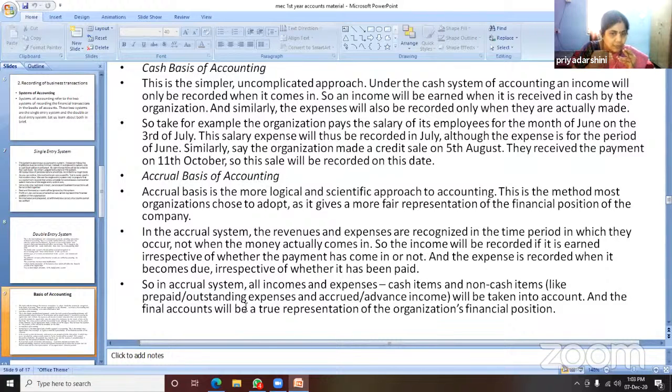So for outstanding expenses for the month of July, even if we pay them next month, in August, we record them for the month of July itself. It does not matter with the cash payments. As and when the transaction arises, as and when that event occurs, we record it. So it will be taken into account, and the final account will be a true representation of the organization's financial position, because as and when the expenses occur, we follow the true month.